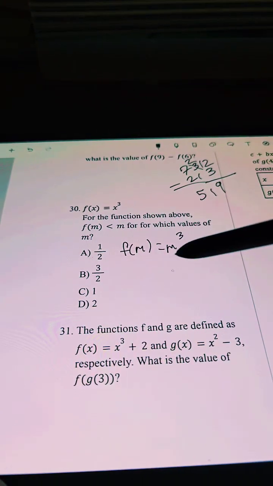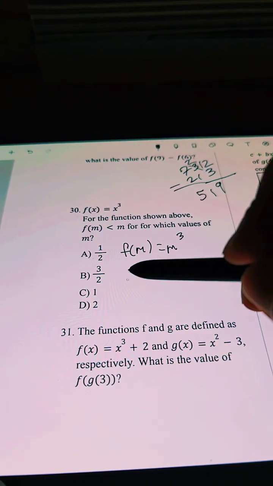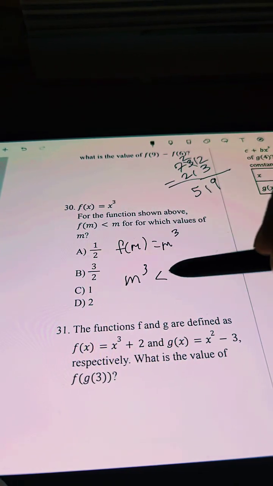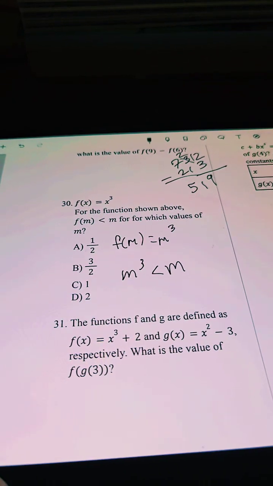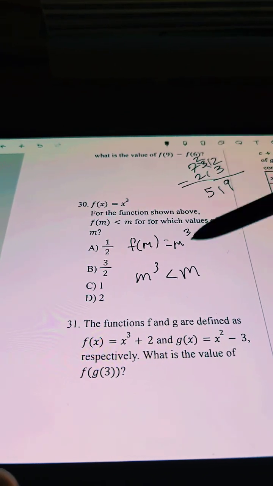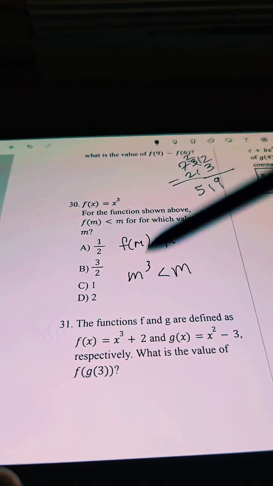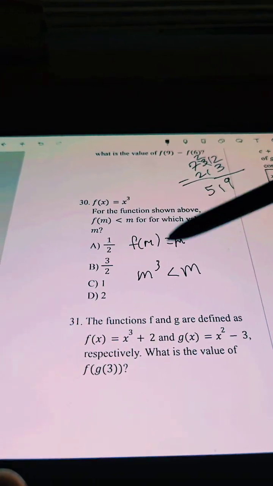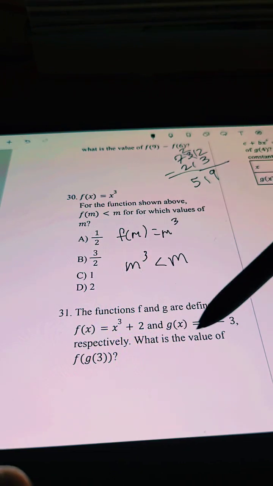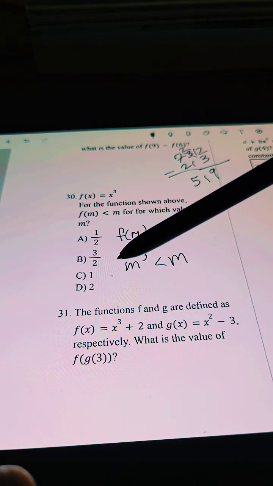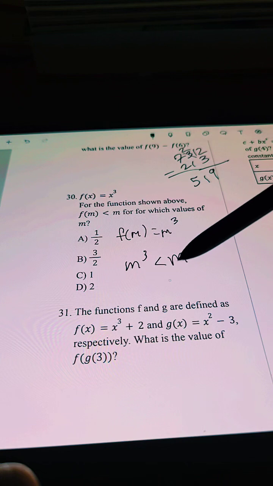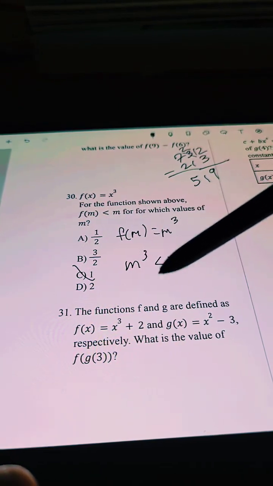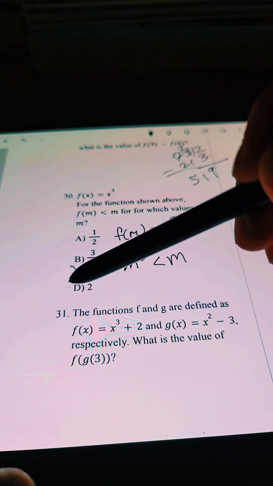So that's the same thing. f of m is the same thing as m cubed. So it would be m cubed is less than m. So probably the easiest way to go about this is just start plugging in to see which of the m values works for this. I would start with the integers first, especially the easy ones like 1. 1 cubed is not going to be less than 1. Now let's do 2. 2 cubed is 8. 8 is not going to be less than 2.